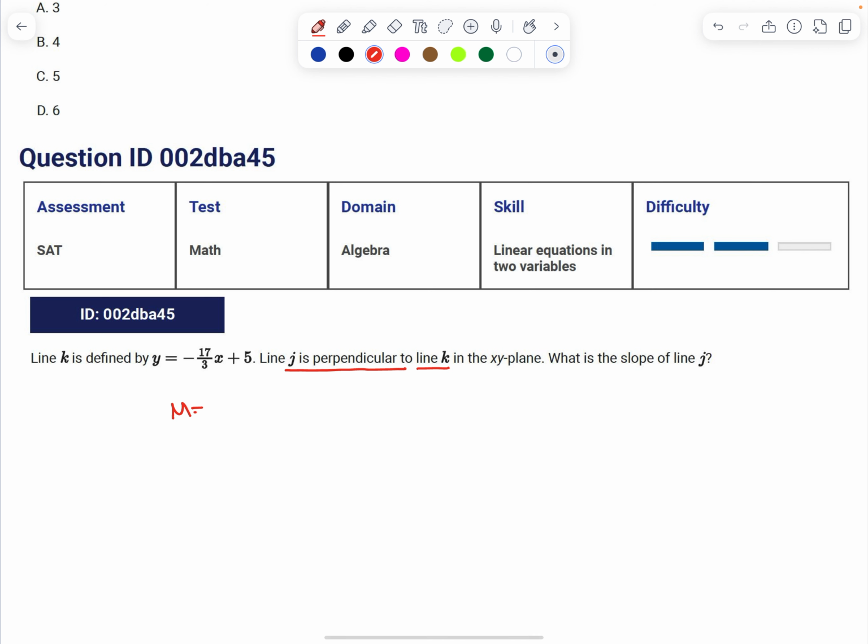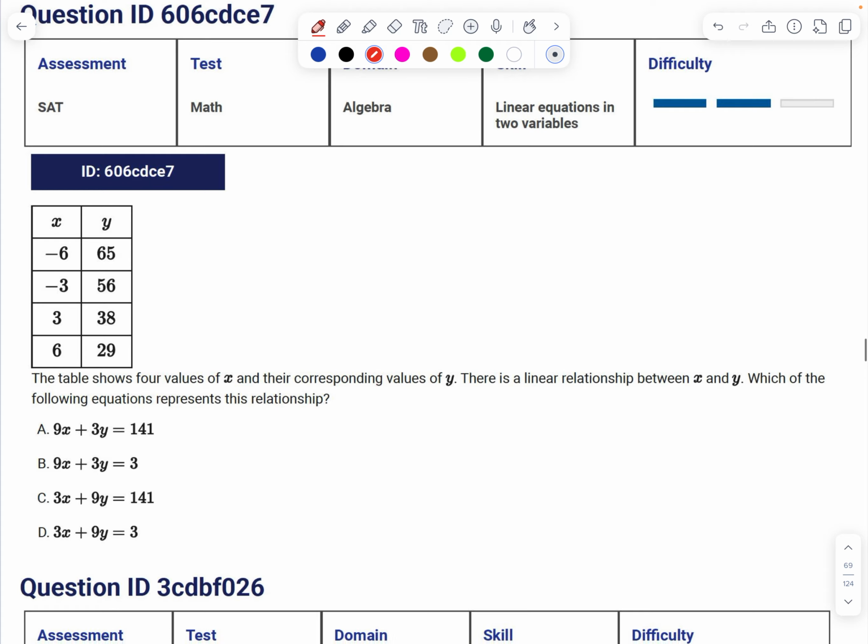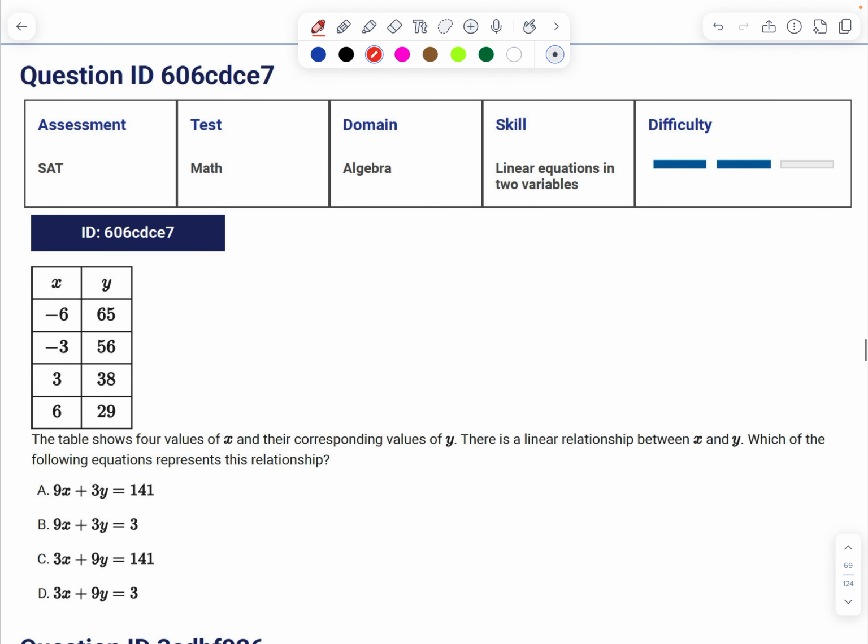Well, we know the slope of line K is negative 17/3. Again, perpendicular is the inverse, so we would just say the slope of line J is equal to 3/17. So the positive version of that and the flipped over version of that, okay? So that's a difficulty 2 question. That just requires that you know and memorize that piece. Here's a difficulty 2 question as well.